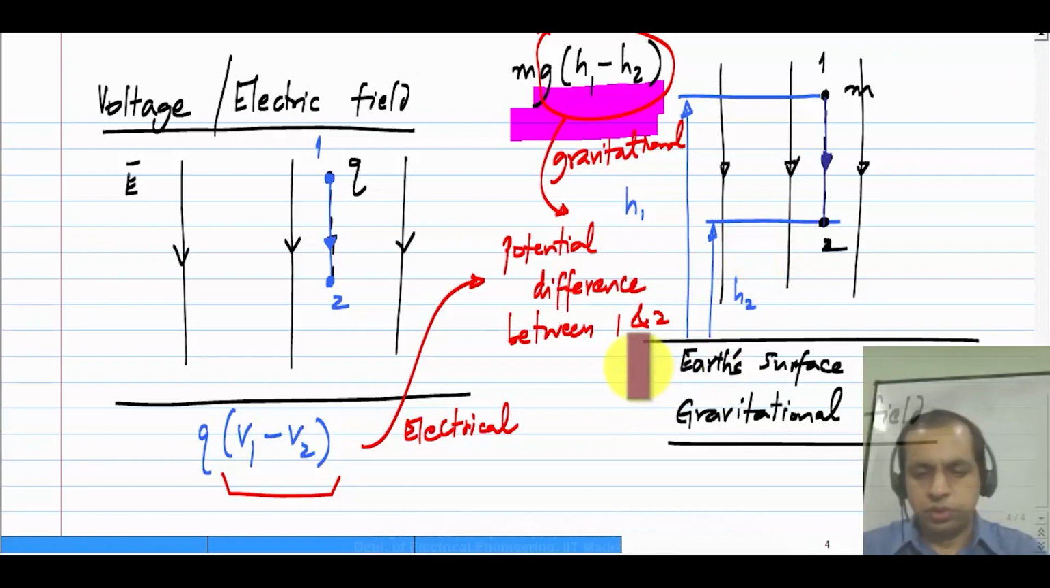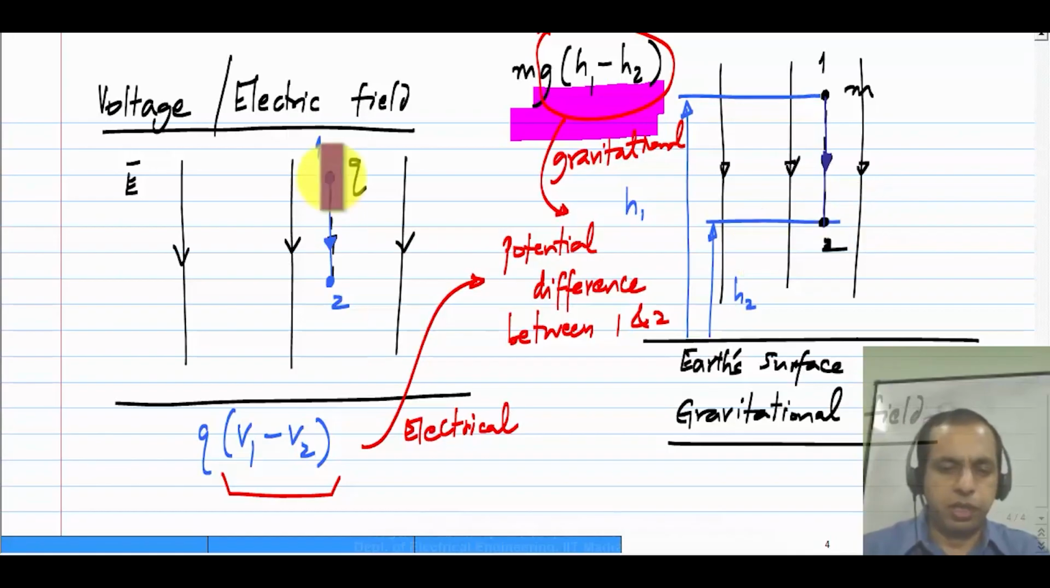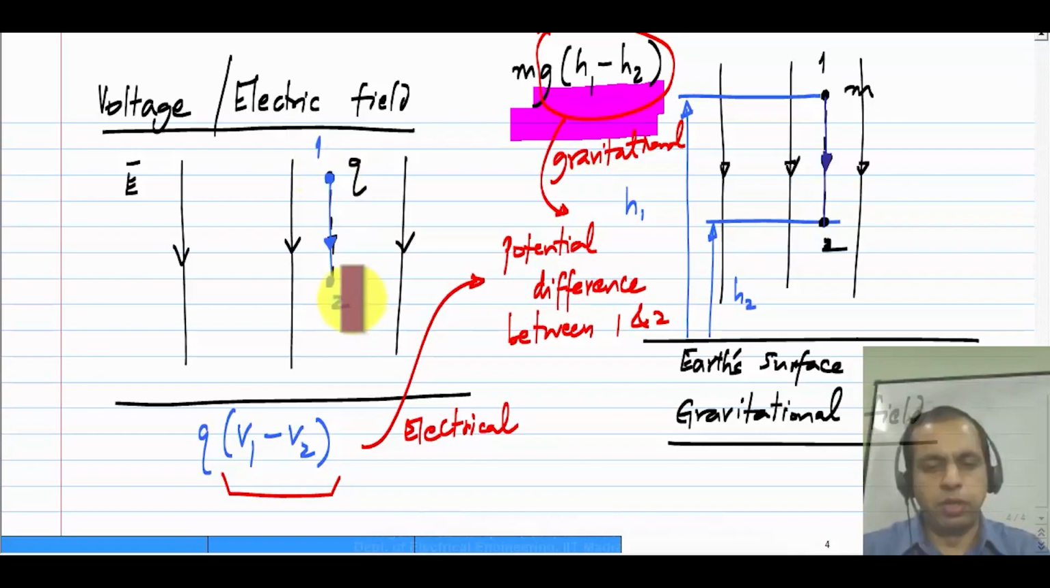Because we chose, let's say, the earth surface to measure these heights h1 and h2, but we don't have to do that. We could measure it from the bottom of a pit or from the top of a building, where then h1 and h2 will be different from before, but h1 minus h2 will be exactly the same as before. Similarly here, what matters is the difference in potentials between 1 and 2.